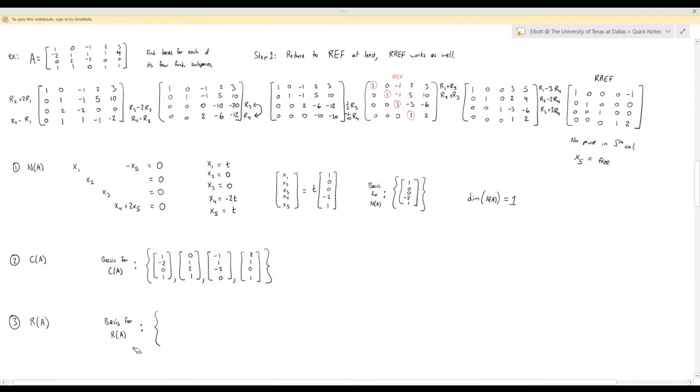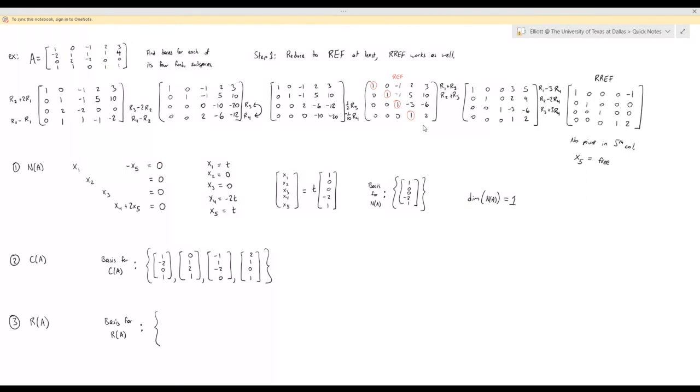Now for the row space, however, you can take the rows from the original matrix A, but you can also take the rows from any of the row echelon forms or the reduced row echelon form. Okay. And it's slightly better if you take the rows from one of the row echelon forms rather than the original matrix.